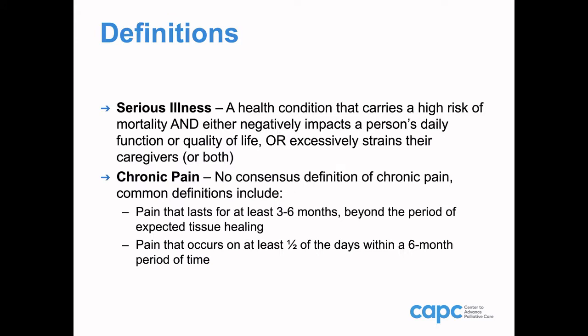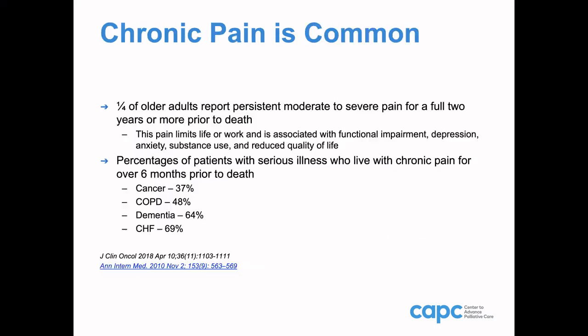Just to start off, a couple definitions. Serious illness, we know it when we see it, but basically it's a health condition that carries a high risk of mortality and either negatively impacts a person's function or quality of life or strains the caregiver. And most times we know it's both. And chronic pain is interesting because there's no great consensus definition, but it's pain that lasts for at least 3 to 6 months beyond the period of expected tissue healing, or pain that occurs at least half the days within a 6 month period of time. So just keep those definitions in the back of our mind as we go forward.